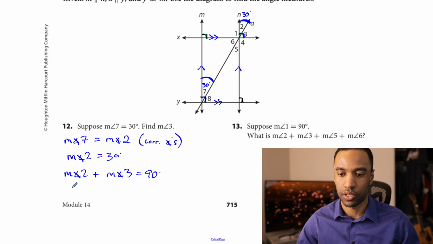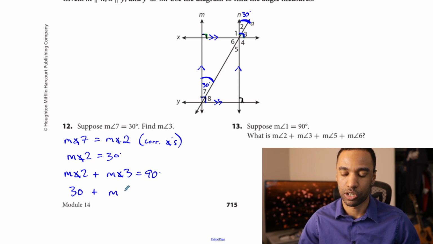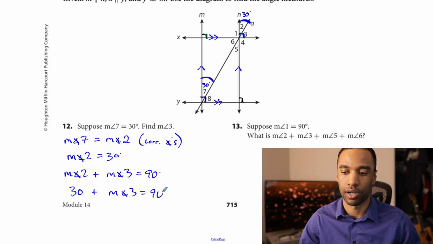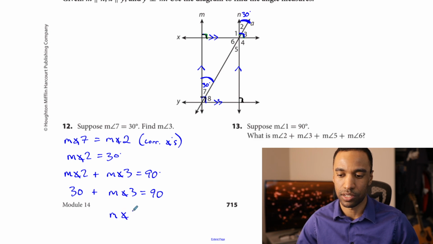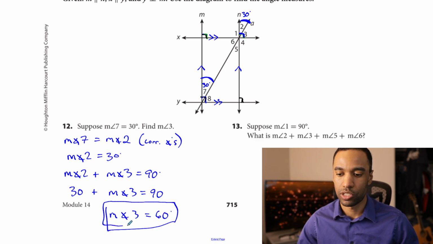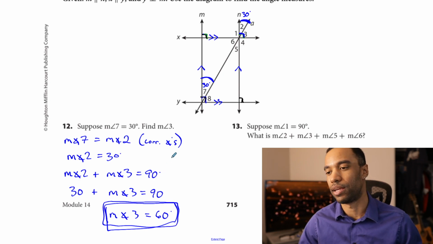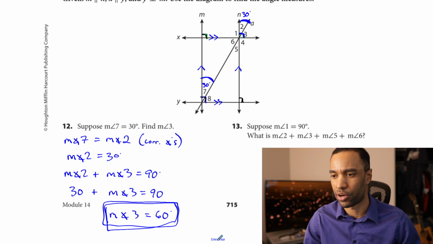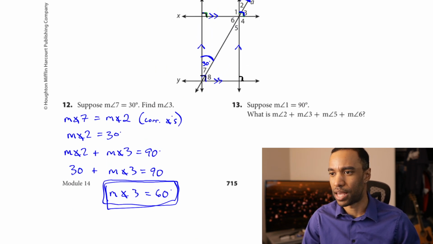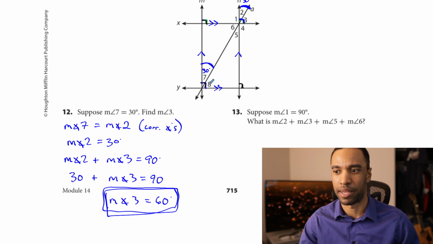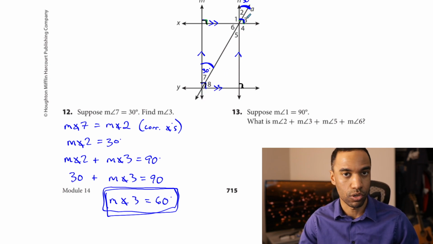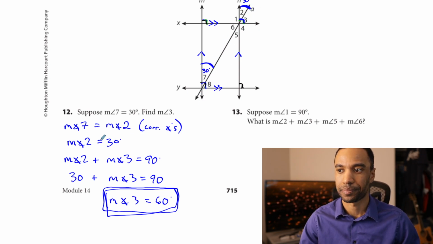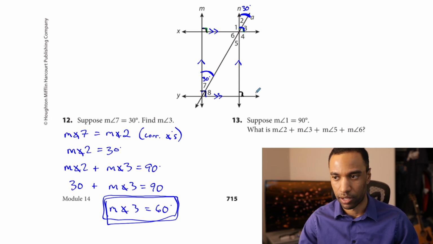So measure of angle 2 is 30. 30 plus measure of angle 3 is 90 degrees. Therefore, measure of angle 3 is 60 degrees. Subtract 30 from both sides, and we get 60. Again, there are other ways to do it, some of them involving what's called the triangle interior angle sum theorem. But we haven't used that. So I'm going to go based on the parallel lines bits. And that other line was kind of useful to make that happen, because of the two parallel lines there.